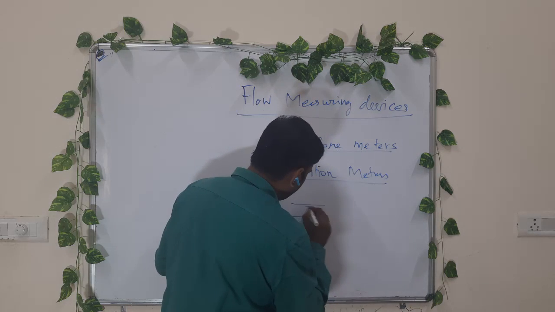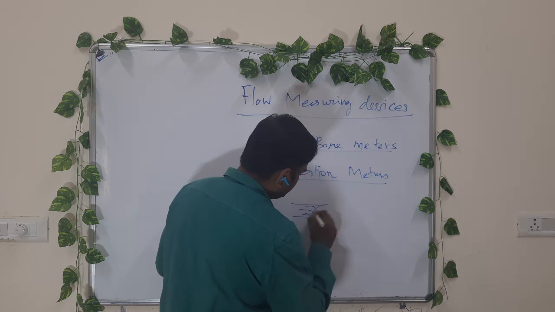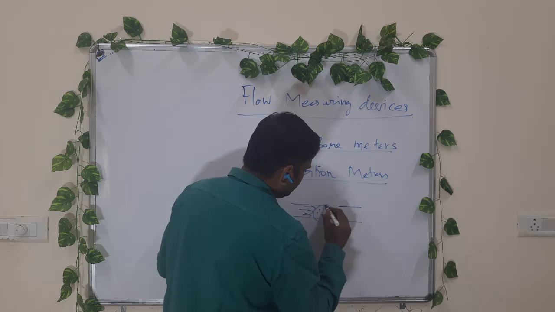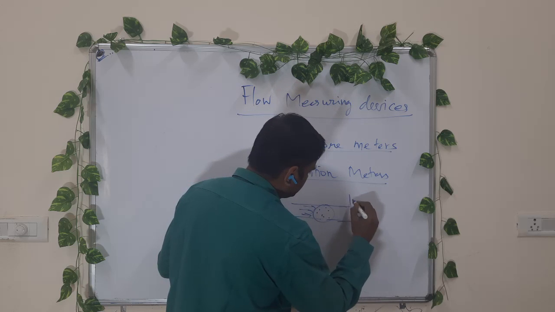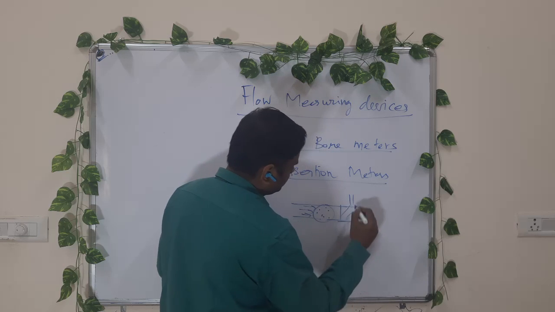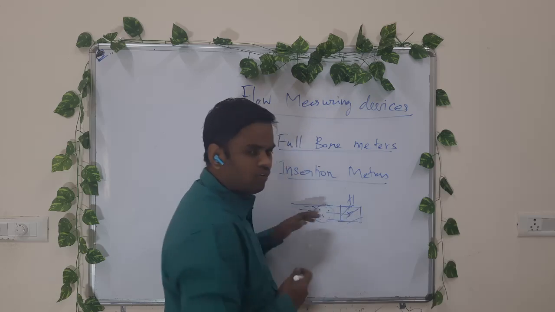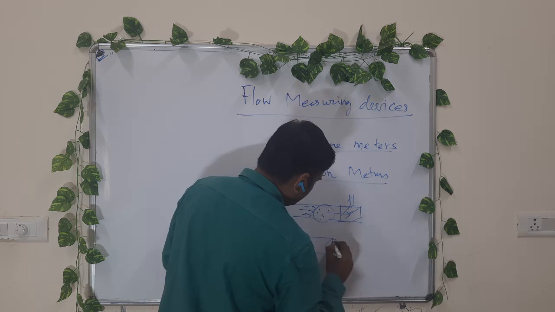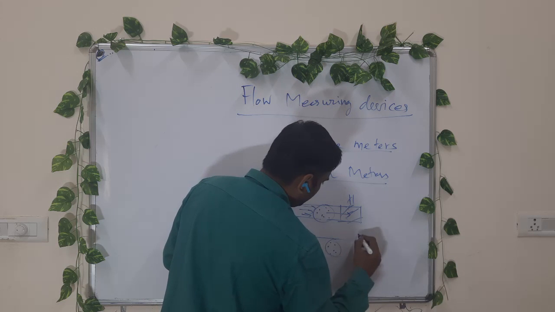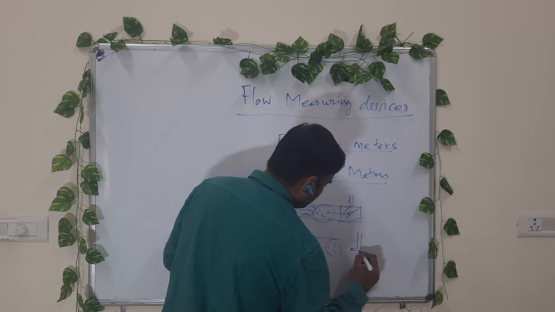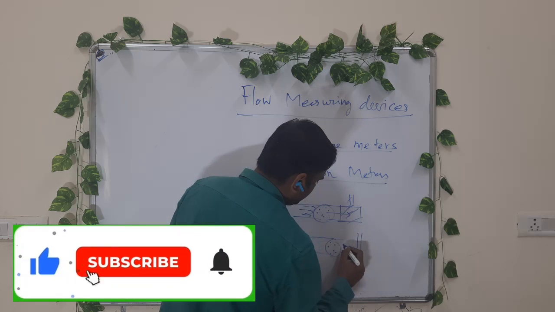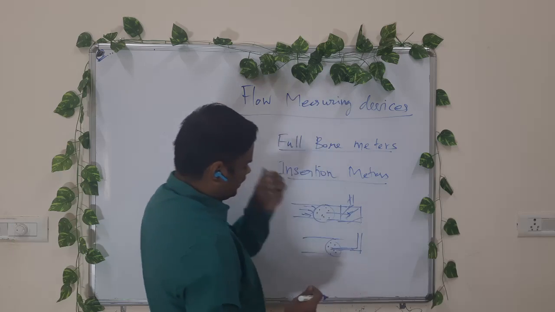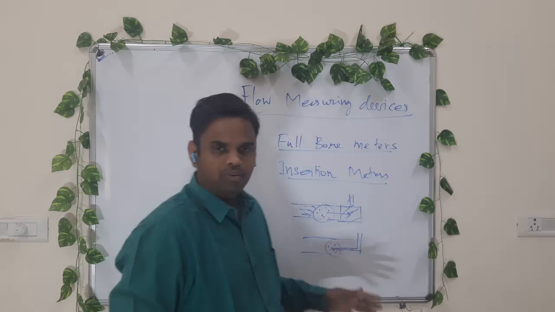When we say this fluid of this cross-section is flowing, in a full bore meter the entire fluid will flow through this device. So this is our flow measuring device. The entire fluid flows through the full bore meter, whereas in an insertion meter, we have the device only at a localized point within the cross-section area. Only that particular layer of liquid enters this insertion type of meter.